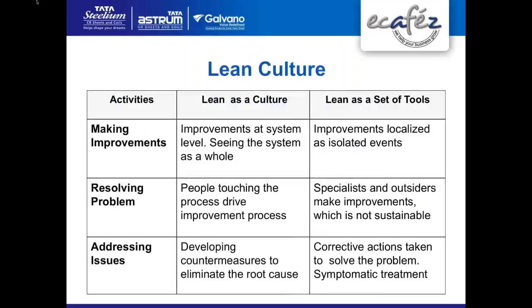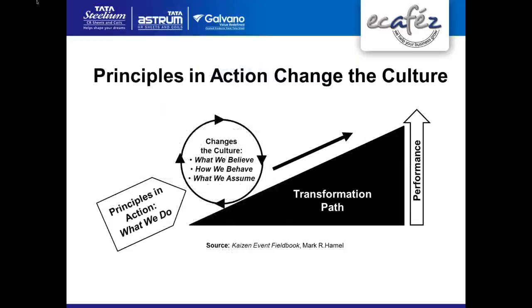With this, the culture becomes an improvement culture, a problem-solving culture, addressing issues. So lean culture means the culture change can be brought about by making improvements, by resolving the problems faced in the company, addressing the issues. And for this, people need to learn various tools and apply them. This way only the culture can be changed. Somebody asked how to change the culture. Putting principles into action will change the culture. Whatever we have learned, we have to put into practice. Once it is put into practice, positive results will come and performance will continuously improve. So this is the way of culture, by putting it into practice.